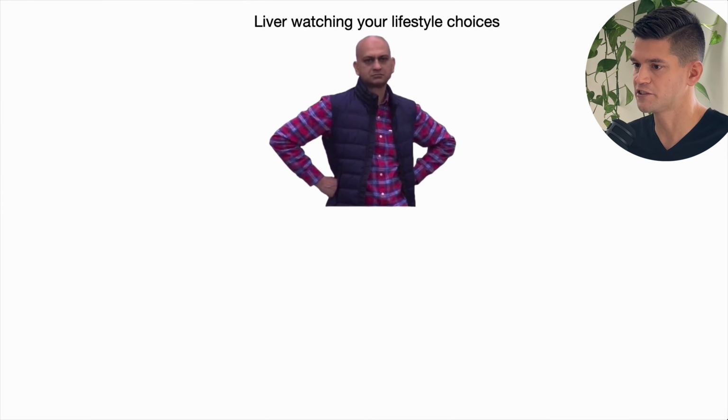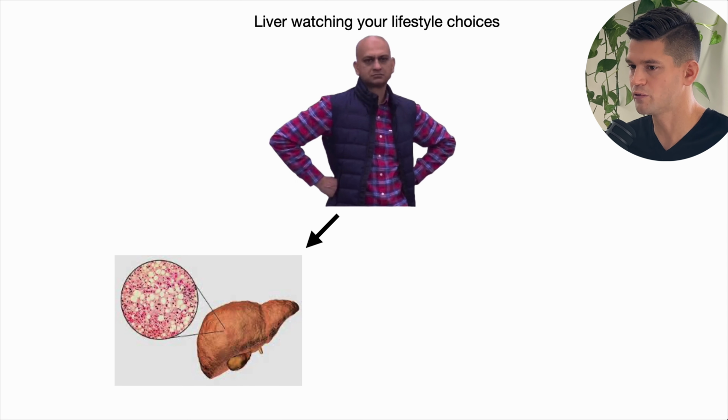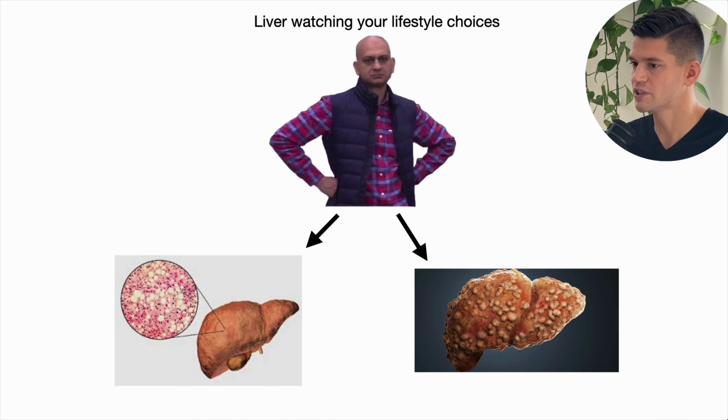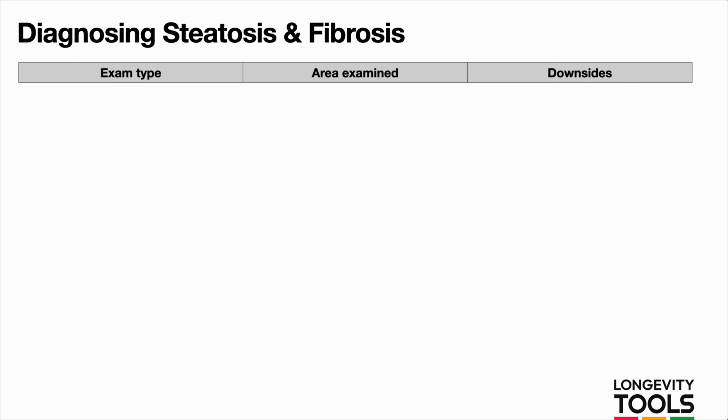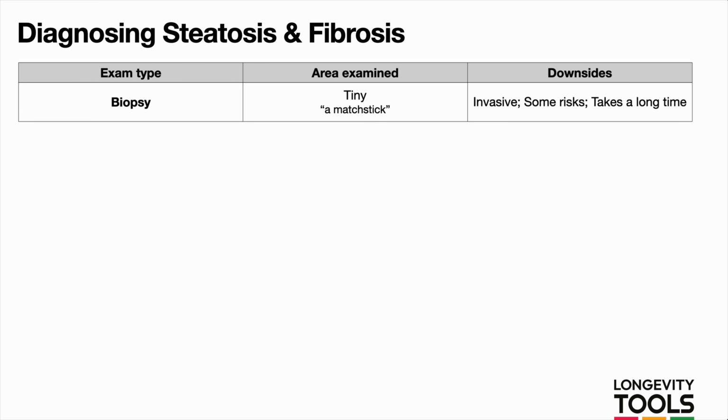When the liver is under stress, it often reacts in 2 ways, by storing fat or by forming scar tissue. The buildup of fat is called steatosis, while the buildup of scar tissue is called fibrosis. The gold standard for diagnosing both is a liver biopsy. But biopsy only examines a tiny part of the liver and it's invasive.